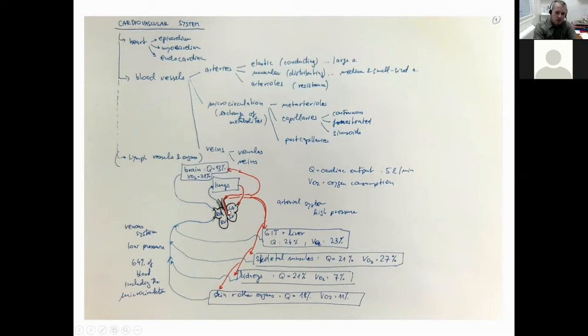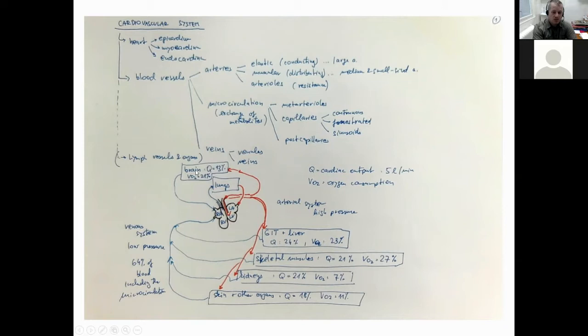Let's think about how much blood the human heart of an adult person pumps every minute. It's approximately 5 liters. That's called the cardiac output. And think about the proportion of the oxygen consumption that needs to be delivered into various compartments of the human body. If you start with the brain, you can see it takes about 13% of the cardiac output, but more than a fifth of the total oxygen consumption. That's interesting, right? It's also why it's the first organ that gives up during hypoxia.